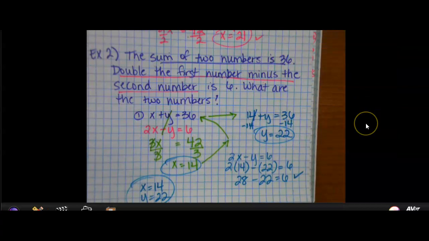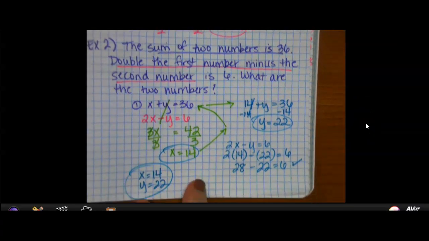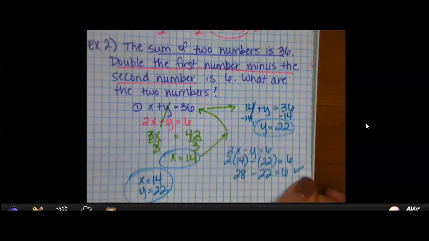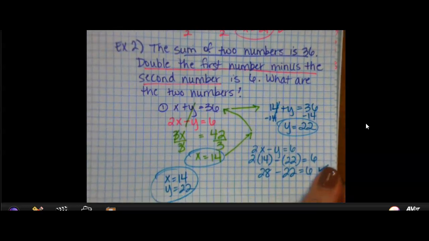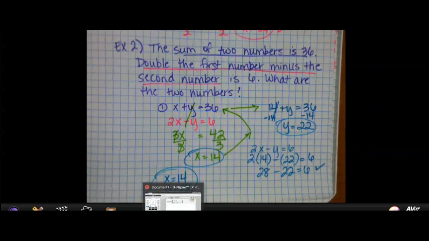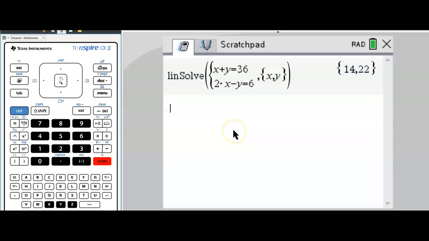If we go back and look at how we went through and solved it and did all this work by hand, x is 14, y is 22. We did have it correct. This is really handy for checking yourself, but it's also really handy for solving systems. Now that you've learned how to do it the long way, it's good to know that there is an option for the calculator to solve it for you. So let's go ahead and try one more.